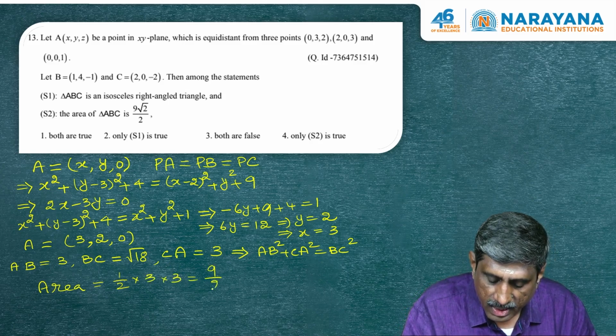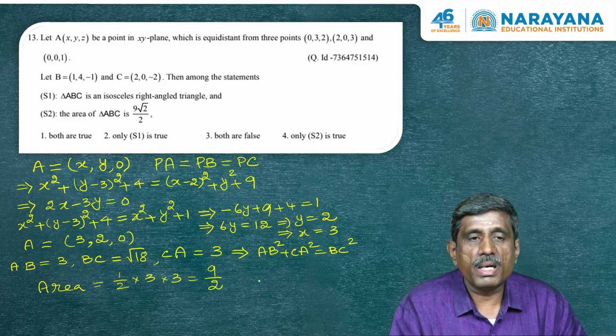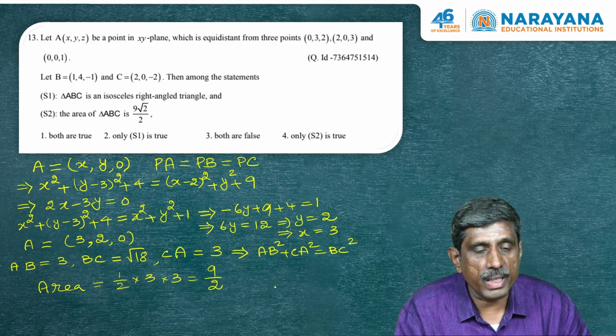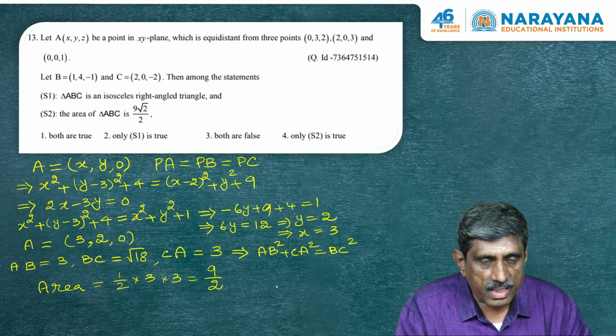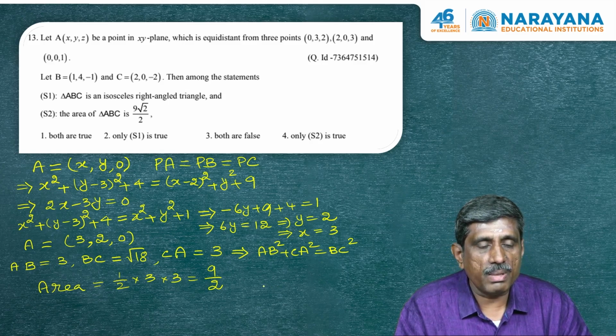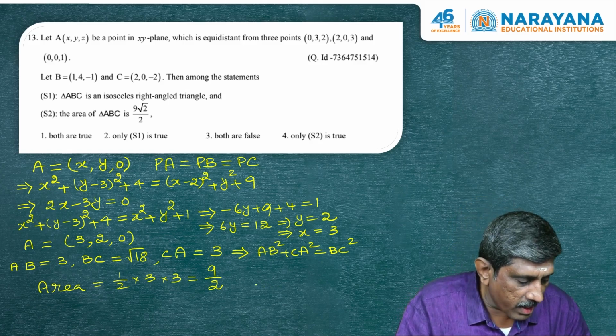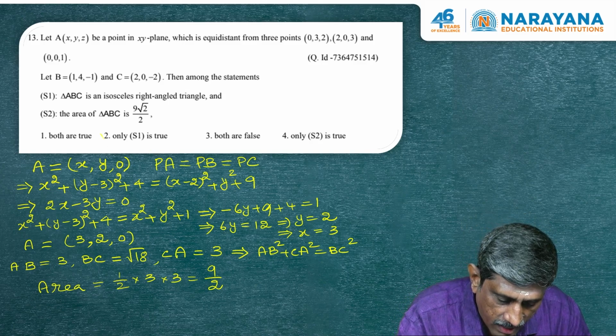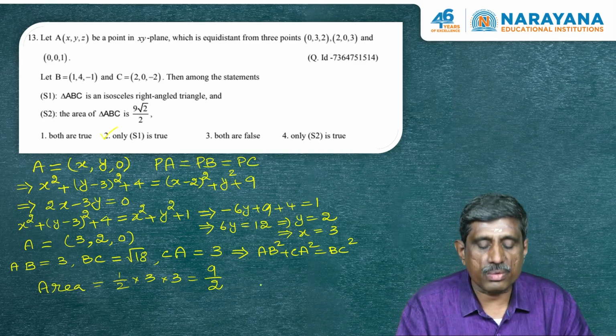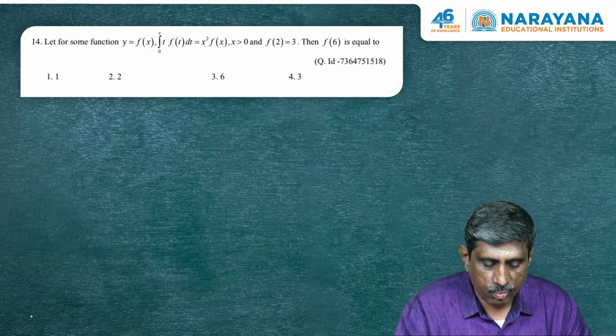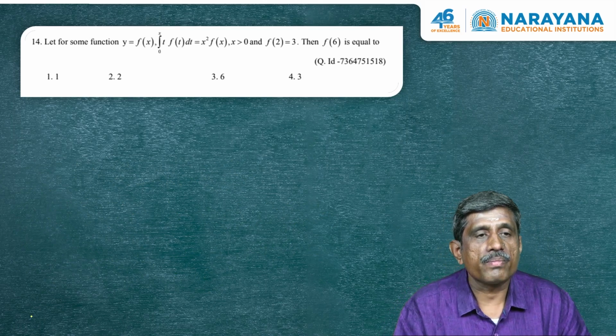So, the area of the triangle is going to be 9 by 2 here, but it is given as 9 root 2 divided by 2, which is wrong. We are getting 9 by root 2, but 9 by 2 is the correct answer. Therefore, only statement 1, S1, is the correct answer. That is question number 13. Let us move on to question number 14.